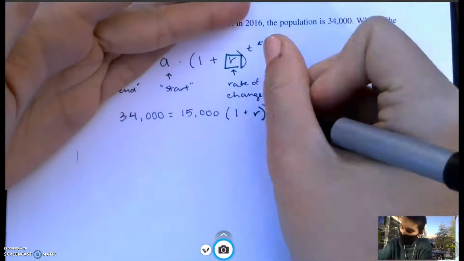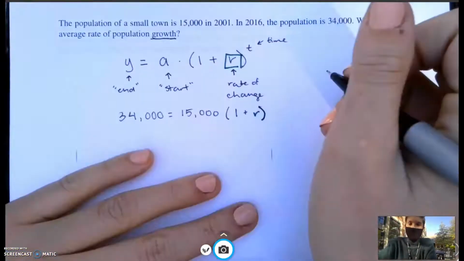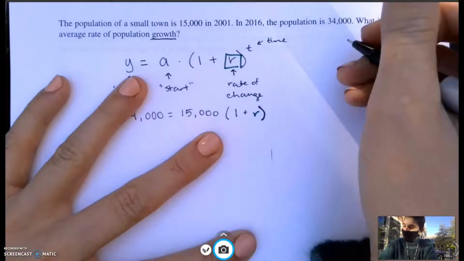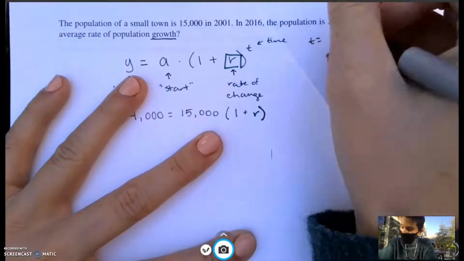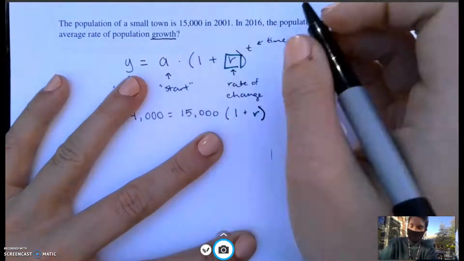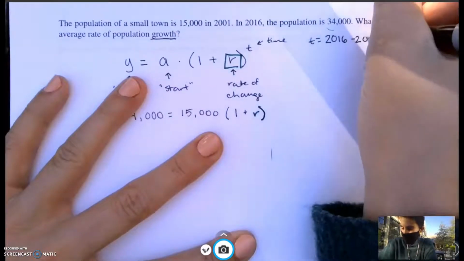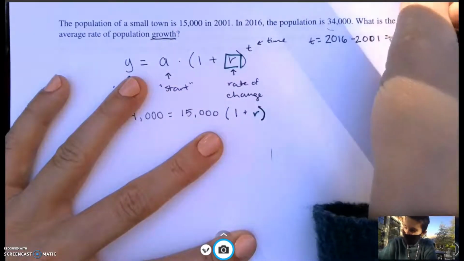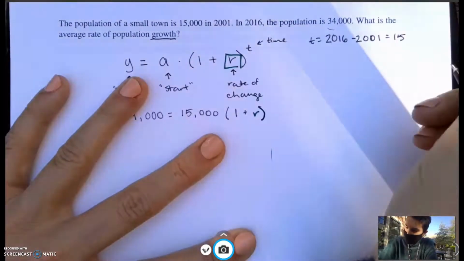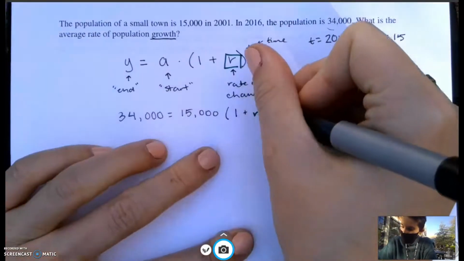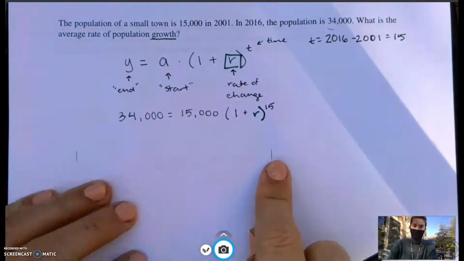And then we need to find T. So we actually have T. It's not given to us explicitly, but we can figure it out. So T is going to equal the end date minus the start date. So the number of years that have passed between these two years is 15. 2016 minus 2001 is 15 years. So this is how we set up our formula, right?